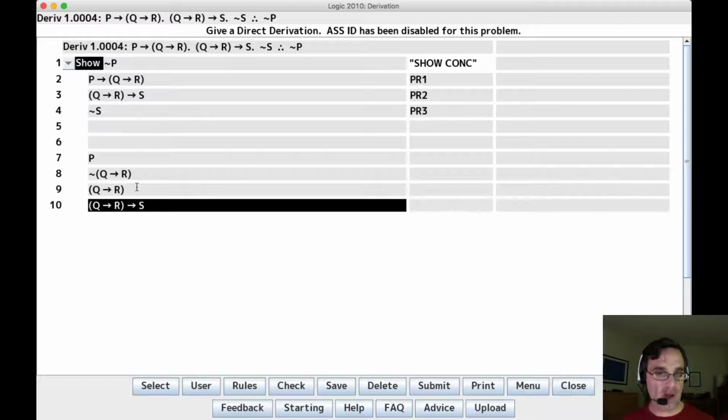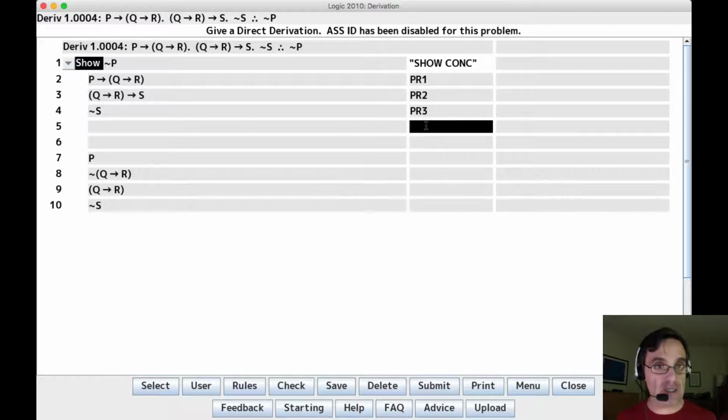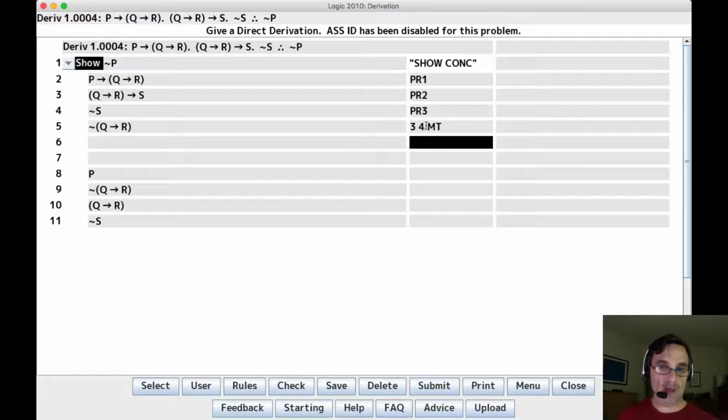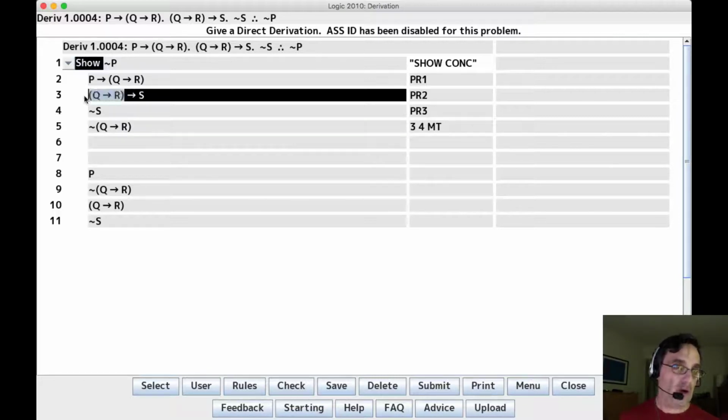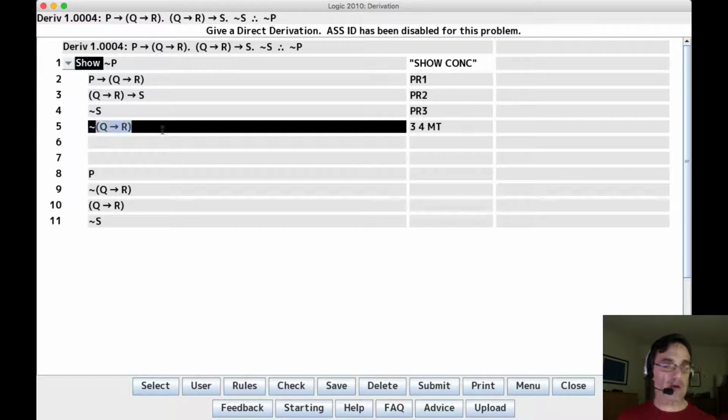What about modus tollens with line 3? We need to find the consequent: there's the main connective, and the consequent is everything after the main connective. So we need the negation of the consequent, so we need not S. We look around and see, do we have not S anywhere? We look at line 4 and say, oh yes, we do. So we say 3, 4, modus tollens. We have a conditional on line 3 and the negation of its consequent on the next line, so we can apply modus tollens, and what do we get? We get the negation of the antecedent of line 3. The antecedent of line 3 is if Q then R, and so we get not if Q then R. Good.